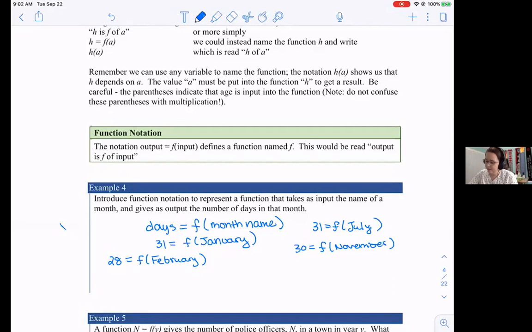Okay, so in this one, we do have to clarify this is a non-leap year. Otherwise, it wouldn't work for February, right? Because we'd have two outputs for the same input.